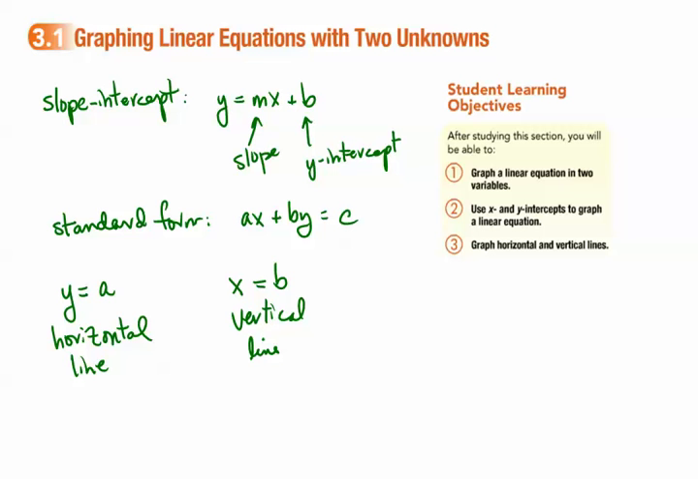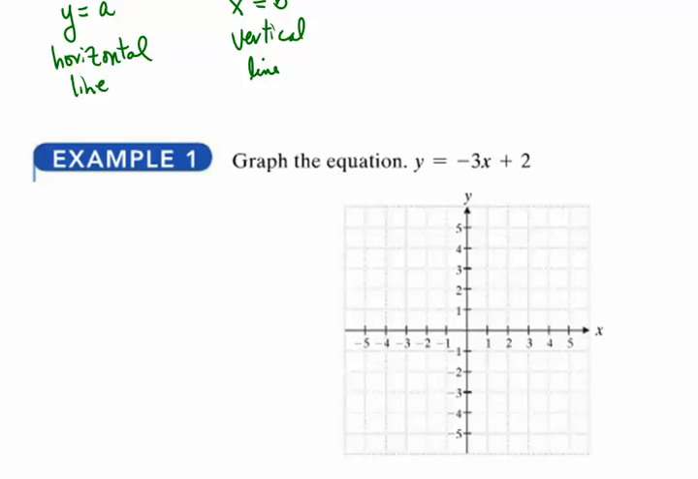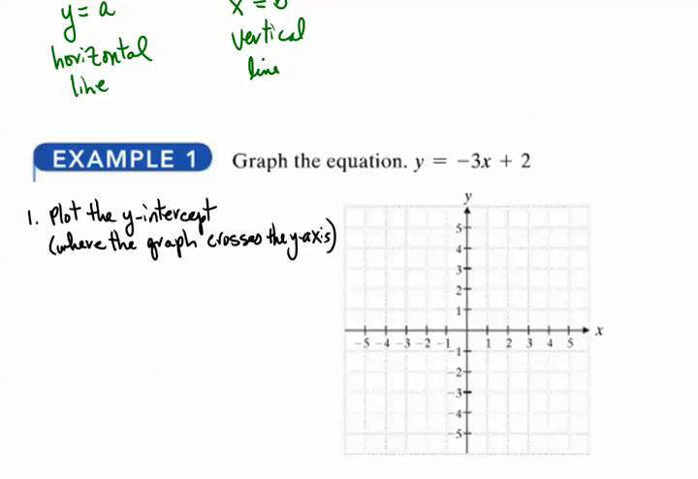So let's get started. We'll graph equations in slope-intercept form and take a look at what we need to do with them. All right, so the first example, we want to graph the equation y is equal to -3x plus 2. Well, when we're graphing equations that are in slope-intercept form, the first thing that we want to do is to plot the y-intercept. What is the y-intercept? The y-intercept is the point where the graph crosses the y-axis. And you remember that when we have the slope-intercept form, y equals m times x plus b, then b is the y-intercept. That's the y value where the graph crosses the y-axis.